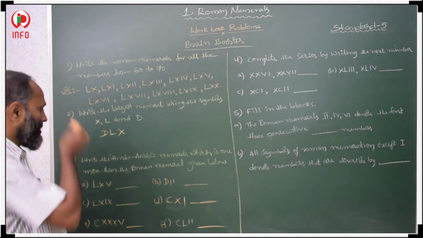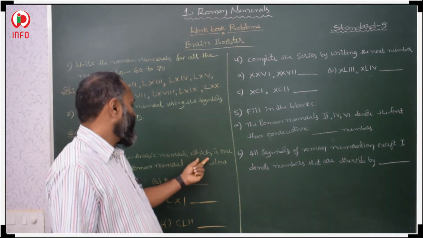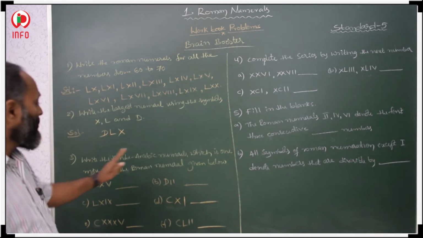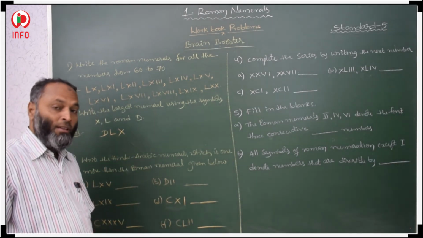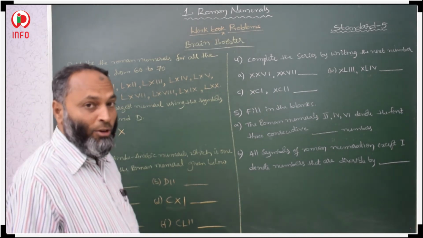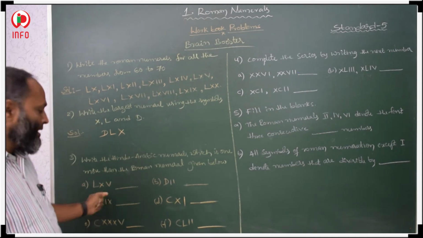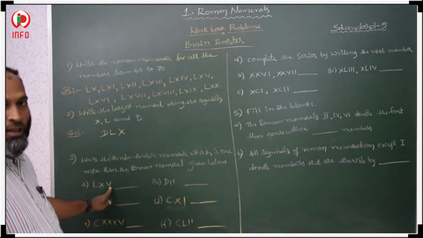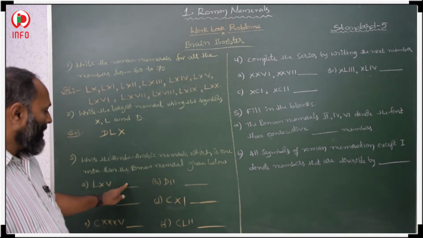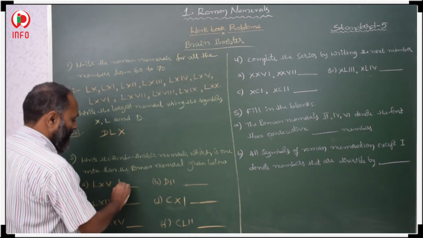Next, write the Roman numeral which is one more than the given Roman numeral. Whatever Roman numeral is given, we have to write another Roman numeral which is one more than the given one. So this is LXV. LXV means 60 and 5, 65. Here we have to write 66.